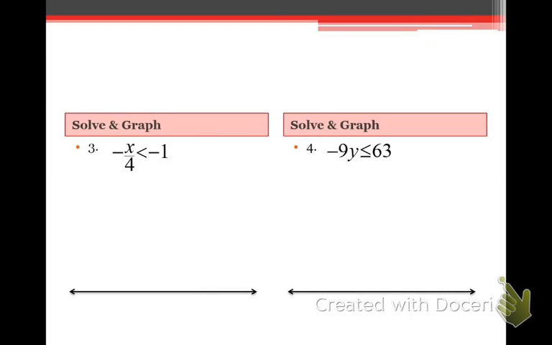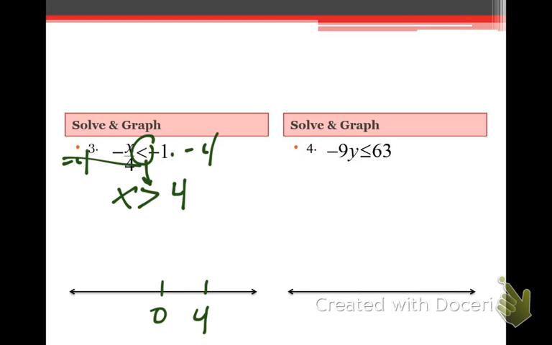Okay, we're going to isolate the x in number 3. We have to do what then? We're going to have to multiply by... Right, negative 4. Those will divide out, leave us with just x. Negative 1 times negative 4 is 4. And so x is going to be greater than 4. Yes, we've got to flip it. Okay? So we put 0 here, put a 4 there.